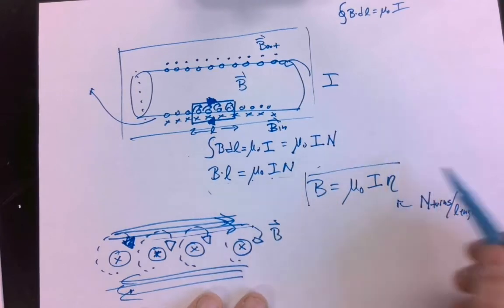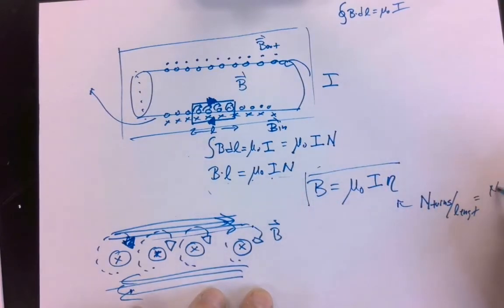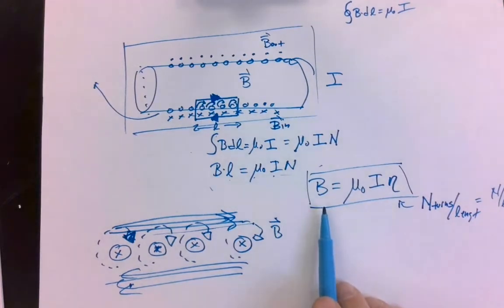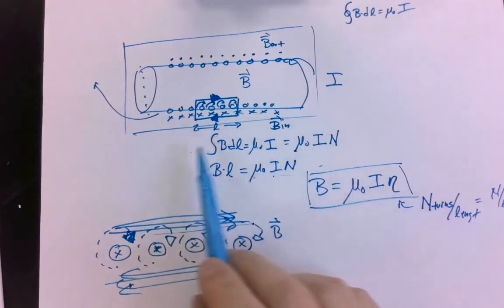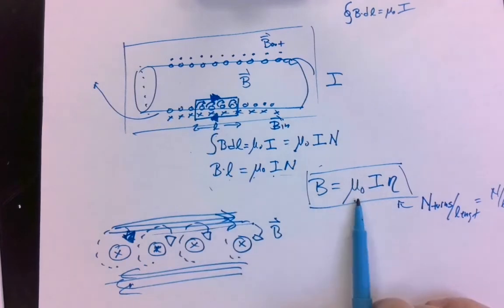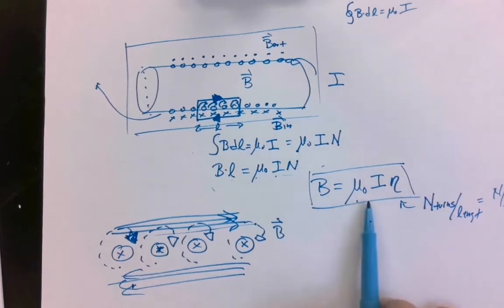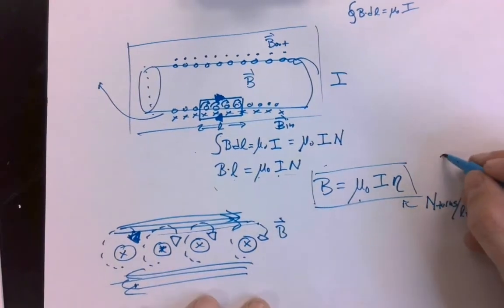We call N over L little n. So the magnetic field inside of a solenoid, just inside of the turns, is going to be equal to the magnetic constant times the current times the number of turns per unit length. No, that's not right. Yeah, that is right. B is equal to mu 0 I n, that's equation 28-4.